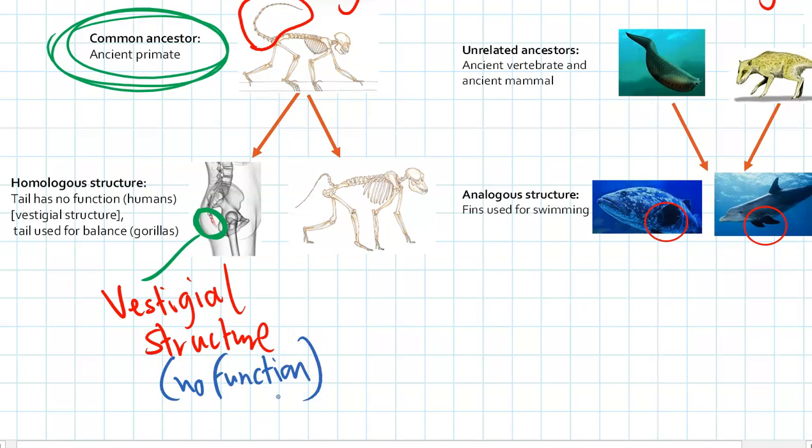And then gorillas, they still walk on 4 legs mostly, and they've kept their tail for its same role. But our tail bones and the gorilla's tail bones, they're still homologous structures because they've come from our common ancestor, which was our primate ancestors.